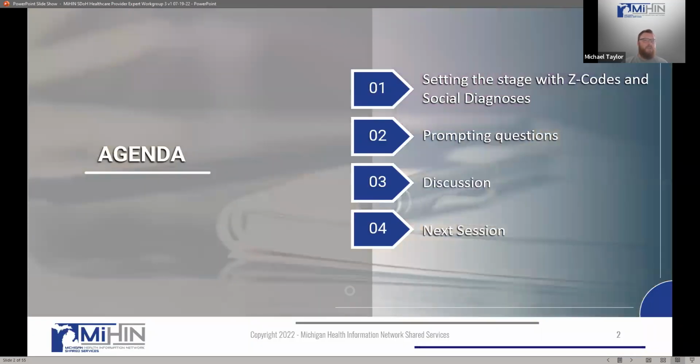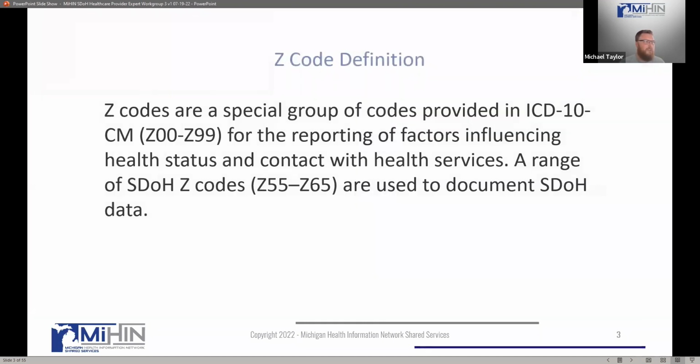What we're going to be going through is I'm setting the stage, and then we're going to dive right into prompting questions to stimulate conversation. But regardless of the agenda, there is no time that it's inappropriate to ask questions. If you have something to add, go ahead and do so. And then we'll talk about what we're going to be working on in the next session. So today what we're talking about is Z codes and social diagnosis or social diagnoses.